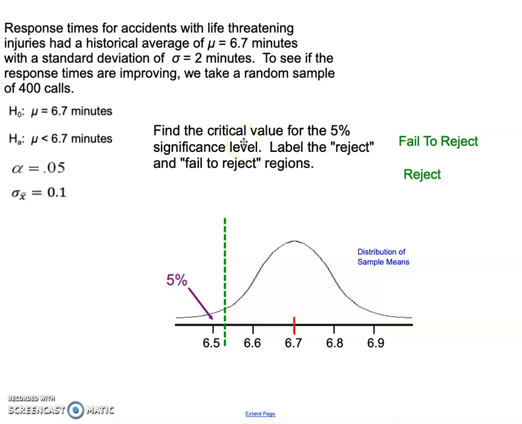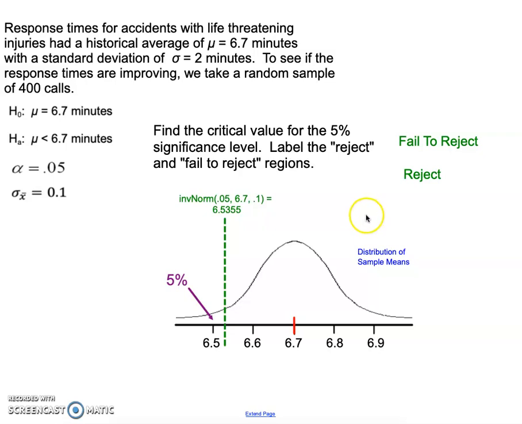Okay, let's see if you got it right. Here, I actually have a percent, and I want to find the position. Inverse normal. 5%, mean of 6.7, standard deviation of this sampling distribution, 6.53. It's about where I had anticipated it to be.